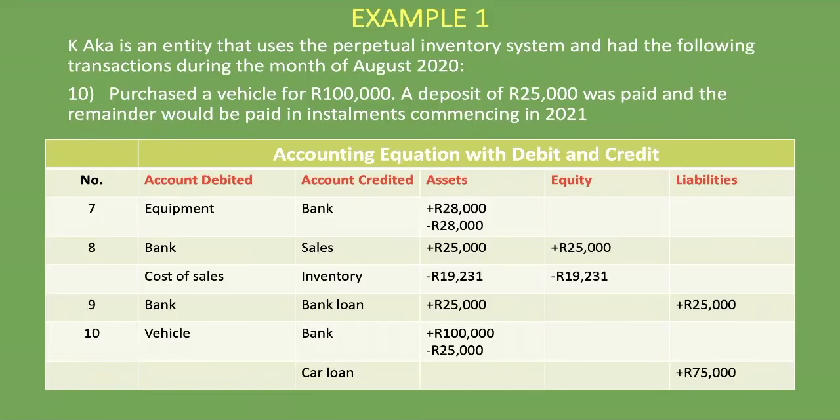And for the 10th transaction, you can see on the asset side we have plus 100,000 rand minus 25,000 rand, which gives you a sum of 75,000 rand. And then you can see on our liability side we have 75,000 rand. So our assets still equal our equity plus our liabilities. And that is how you do the accounting equation when you have the two extra columns of the account debited and the account credited. I hope this one has made sense.